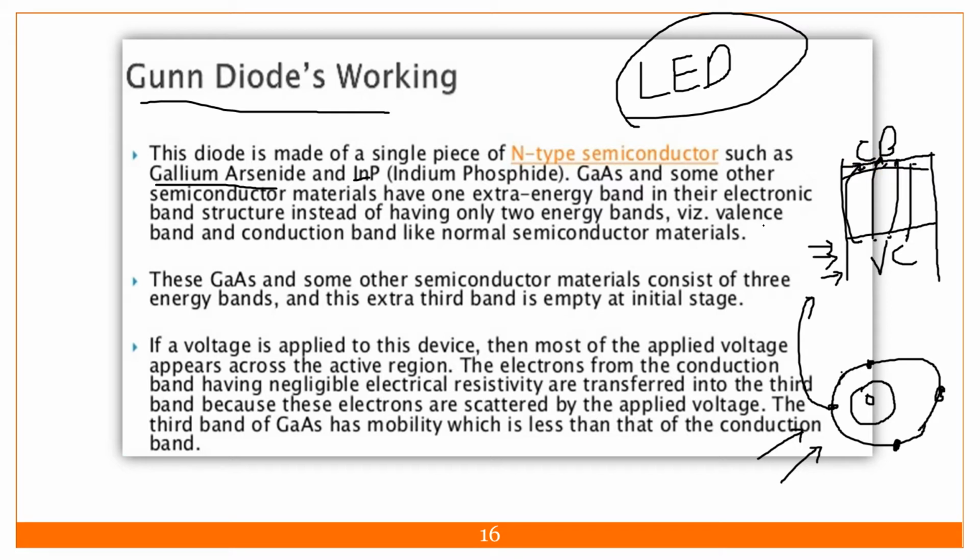They will absorb the energy and go to the next band, that is the empty band over here. So whatever the electrons at this band are, they are somewhat slower, so they are forming that resistance.